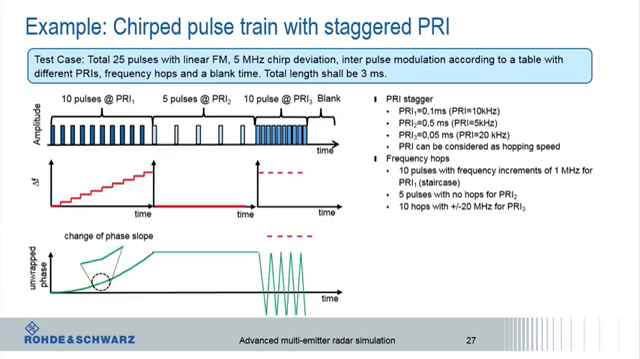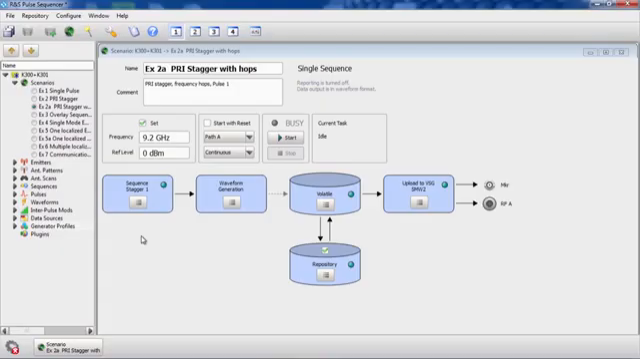If you're using frequency hops, it's also interesting to look at the phase. In the staircase case, you see that there is a change of phase slope from pulse to pulse. This shall be shown by the green curve below. So before looking at the measurement results, let's see how this sequence is defined. So first, we look at the sequence definition.